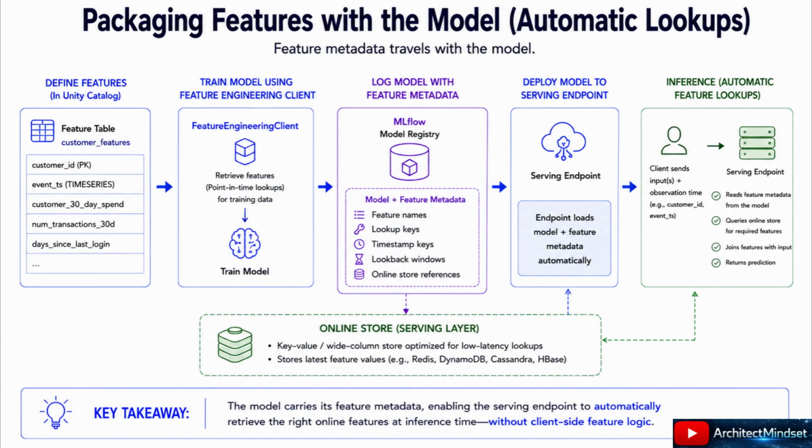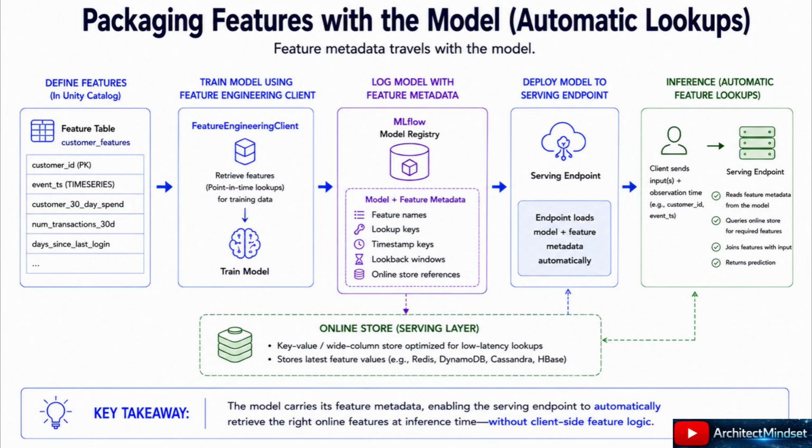You must log the model with its feature metadata. When the model is logged using Databricks feature engineering APIs, the feature lookup definitions are stored with the model. This allows the serving endpoint to understand which online features to retrieve at inference time without requiring the client application to recreate the feature logic.